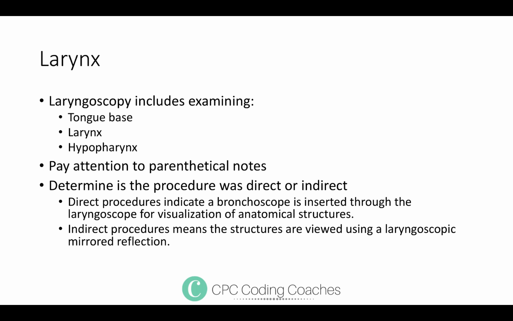In the laryngoscopy section, you have laryngoscopy, which includes examining the tongue base, larynx, and hypopharynx. Pay attention to parenthetical notes in this section. When coding a laryngoscopy, you should determine if it was direct or indirect. Direct procedures indicate the bronchoscope is inserted through the laryngoscope for visualization of anatomical structures. Indirect procedures mean the structures are viewed using a mirrored reflection.